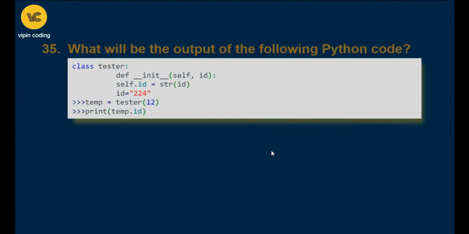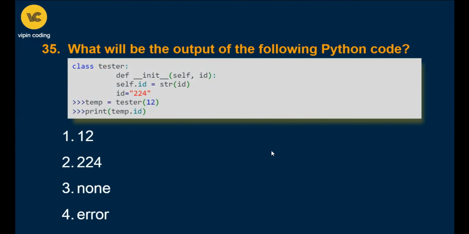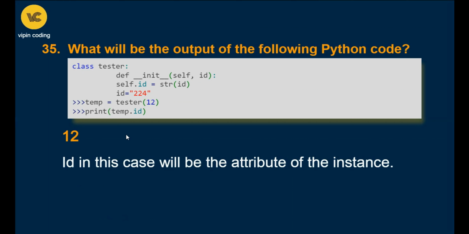Next question is, what will be the output of the following Python code? Class tester, def underscore underscore init underscore underscore self, id, self.id equals to str id, string id, id equals to 224. temp is a variable equals to tester 12, print temp.id. What will be the output? Our options are 12, 224, none, error. Let's see the answer. Answer is 12. ID in this case will be the attribute of the instance.